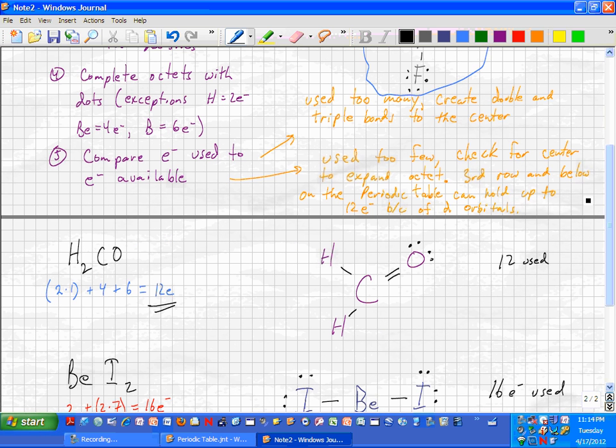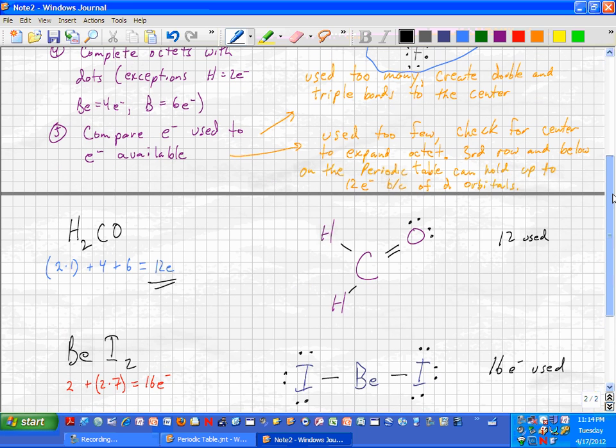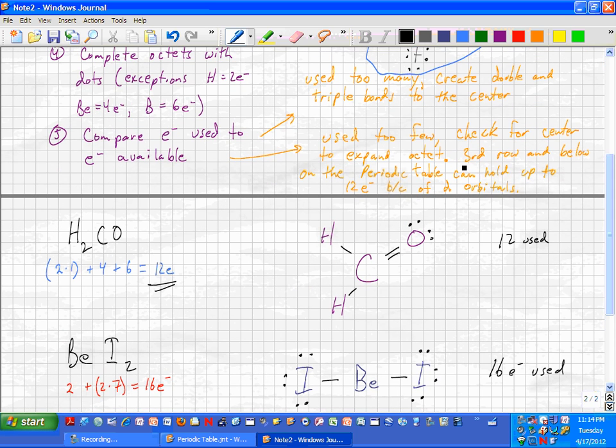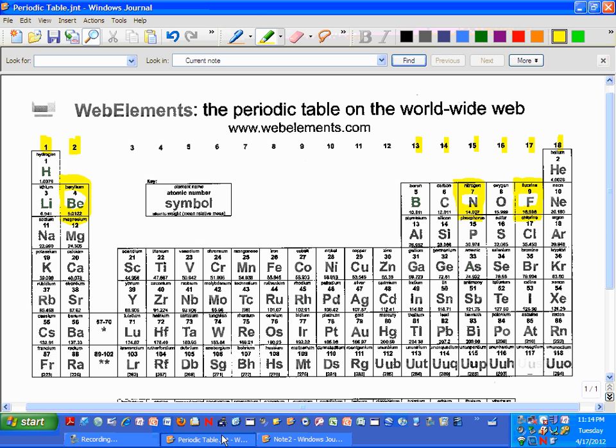So what I said I would do is if I used too few, I would check for the central atom to expand. So I'm looking to see if I can put those 2 extra electrons that I need to use up, because I've got them available, on the central atom. I can do that if that central atom is in the 3rd row or below on the periodic table. Those guys can hold up to 12 electrons. Let's go ahead and go to the periodic table. Here's xenon way down here.